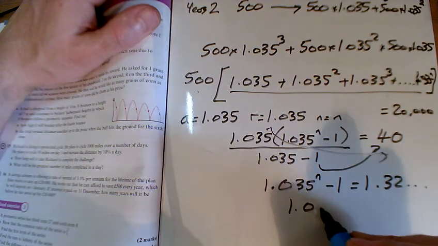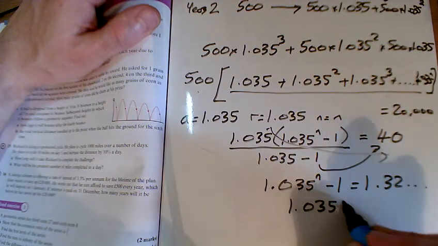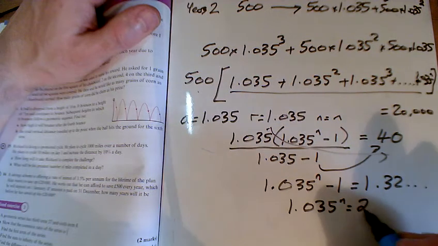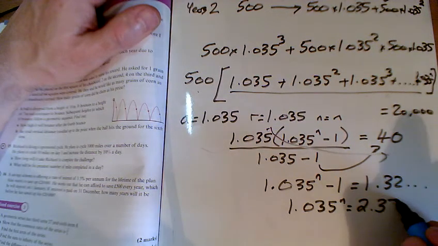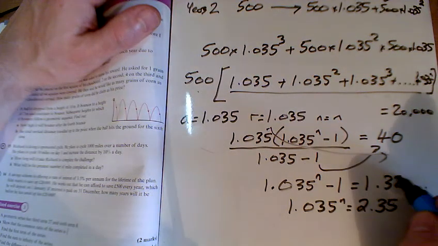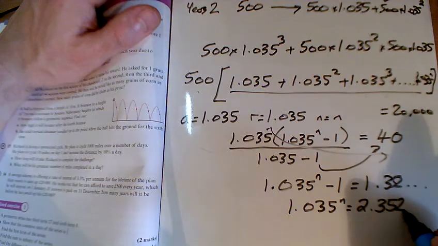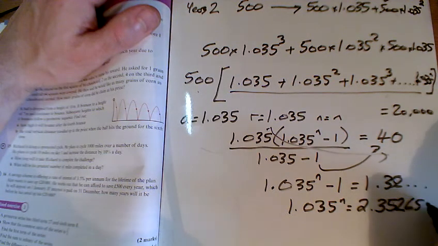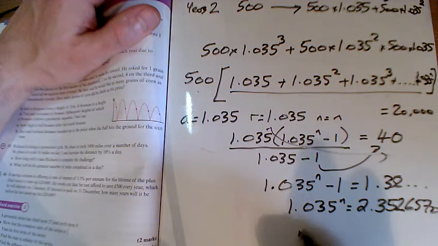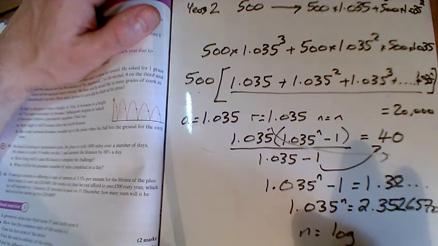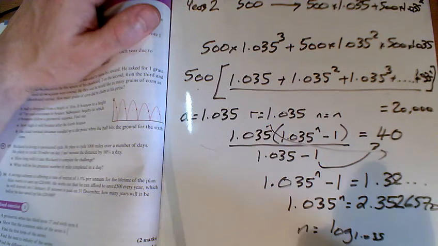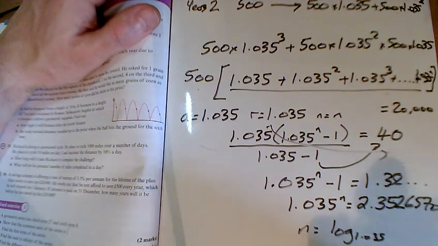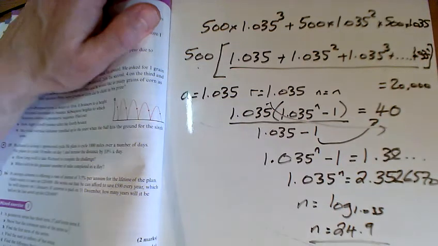Add the 1 to both sides, and I've got 2.352. So 6570. And the last bit, take log to the base 1.035. So I'm getting n is 24.9 years, or about 25 years to save the total amount.